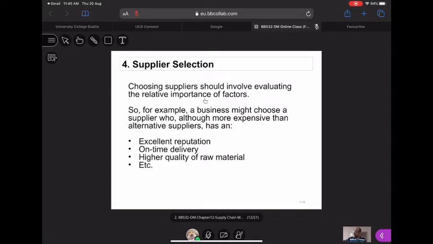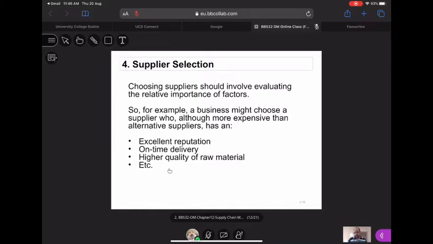So who is the best supplier? Those suppliers with excellent reputation, that they don't fail me. Secondly, on-time delivery, which means if they say they're going to deliver to me in 3 days' time, they deliver in 3 days' time. Second is high-quality raw material, which means when I buy this certain material, it is high quality. And cost as well, that it's not too expensive. The costs are low, plus maybe other things.